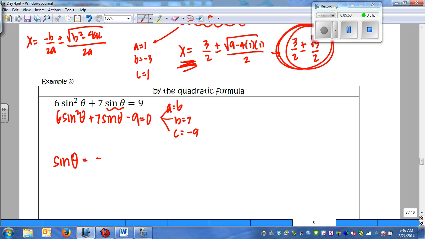Negative b would be negative 7, over 2 times a, which is 6, that's 12, plus or minus the square root of b squared, that's 49, minus 4 times a, which is 6, times c, which is negative 9, over 2a, again, 12.